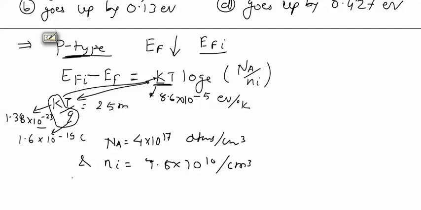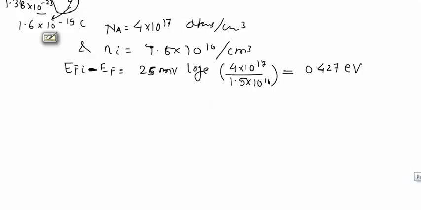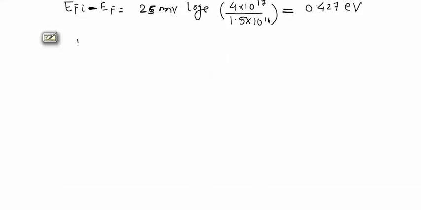Putting these values, the downward shift can be calculated as EFI minus EF equal to 25 millivolt into log to the base e of Na equal to 4 into 10 raised to power 17 divided by Ni equal to 1.5 into 10 raised to power 10. It comes out to be 0.427 electron volts. And also we know that if a p-type impurity is added, the Fermi energy level shifts downward with respect to EFI. So the option C, goes down, is correct.